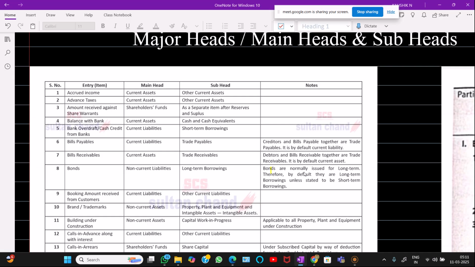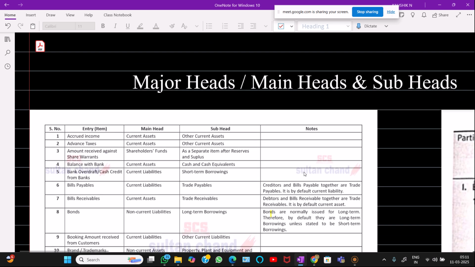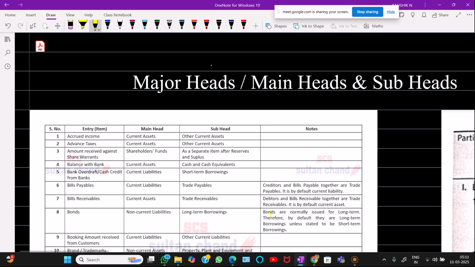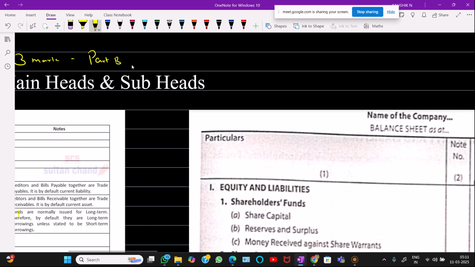Okay, so let's start understanding what a major head and subhead is. Usually this concept of major head and subhead is a matter of a 3 marks to 4 marks question. It is basically a 3-mark question under the concept of Part B, analysis of financial statements. So Part B is a topic called analysis of financial statements.